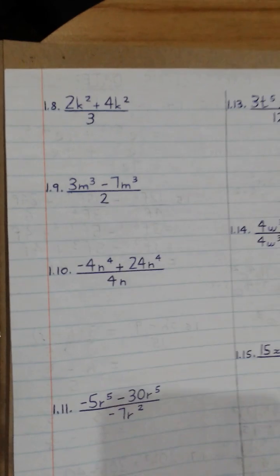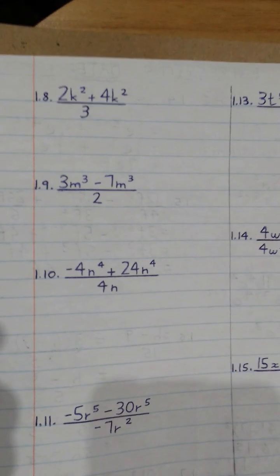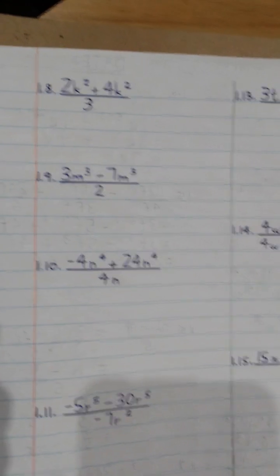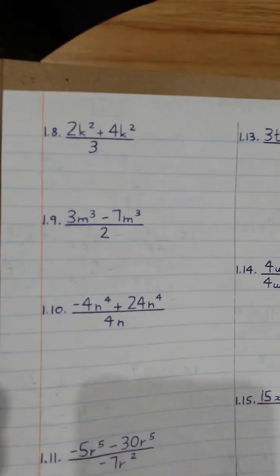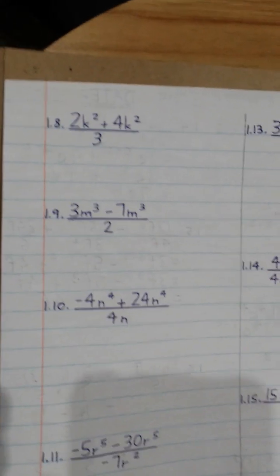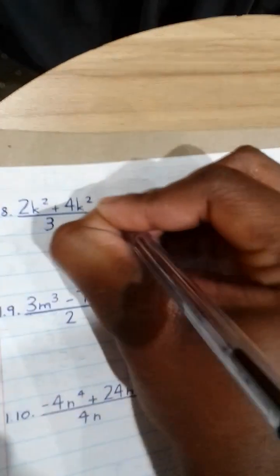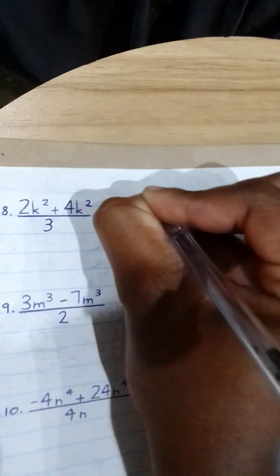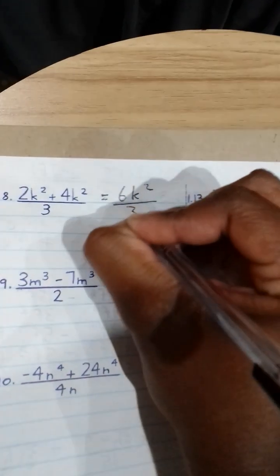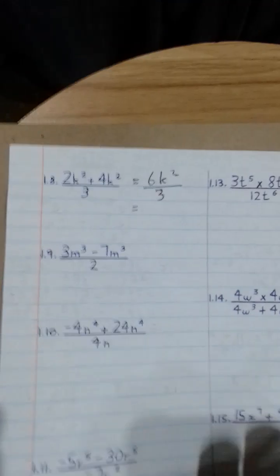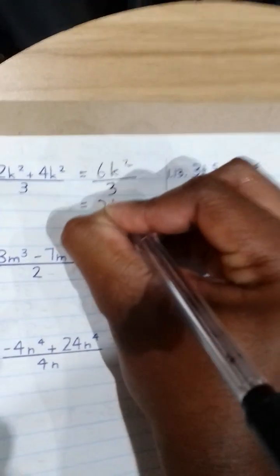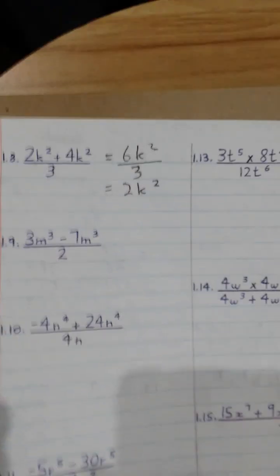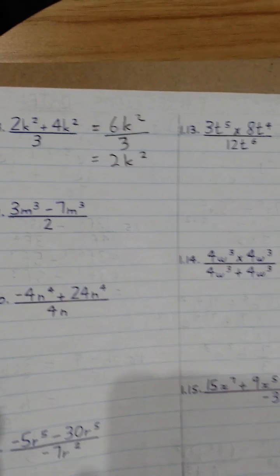So 1.8, 2k squared plus 4k squared over 3. Now let's check in the numerator. They are both like terms because they have the variable k and it's raised to exponent 2. So you deal with the coefficients. 2 plus 4. So it's going to be 6k squared over 3. Then you deal with the numbers. 6 divided by 3 is 2. So the final answer is going to be 2k to the power of 2, or 2k squared. I hope that makes sense.